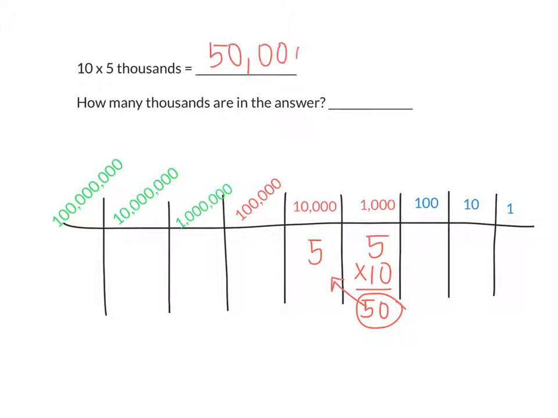So therefore, 5 thousand times 10 is equal to 50,000. How many thousands are there in 50,000? Zara? 50. 50, very good. So when you see questions like that, that's how you answer them.